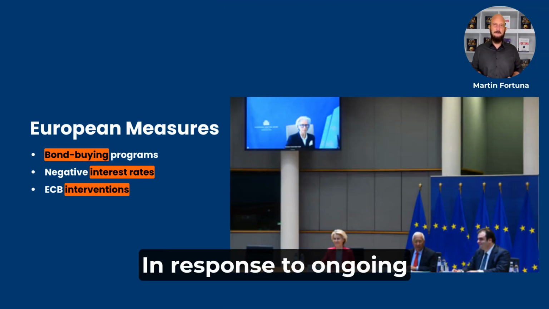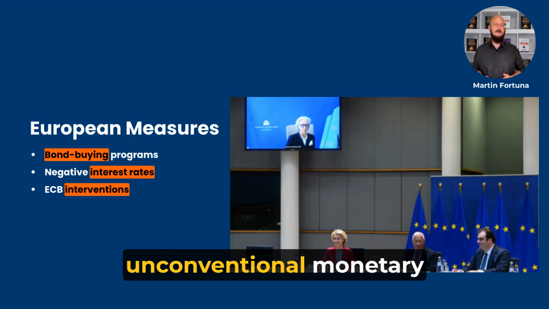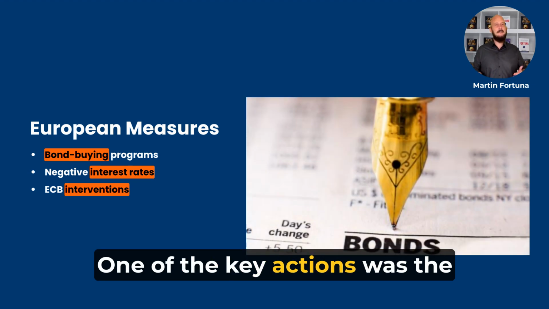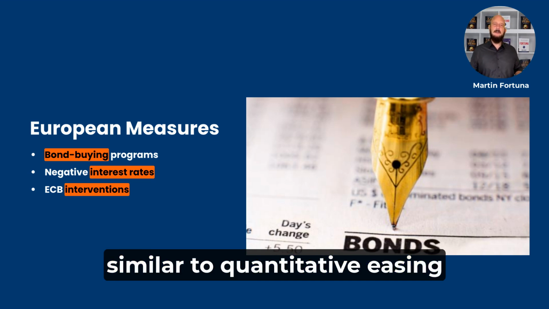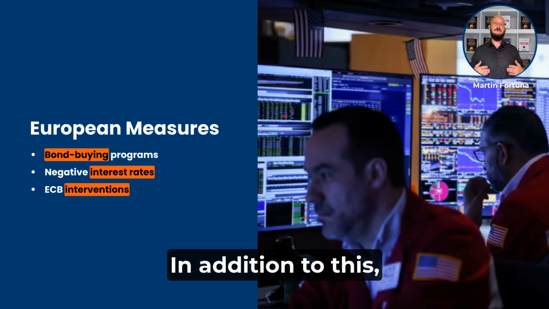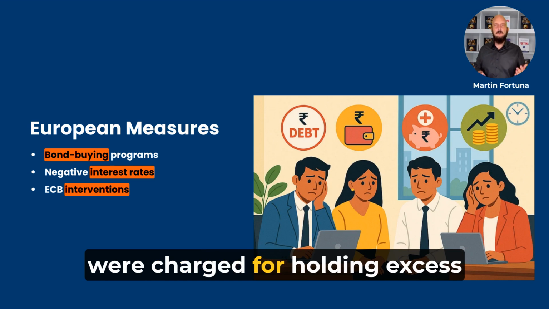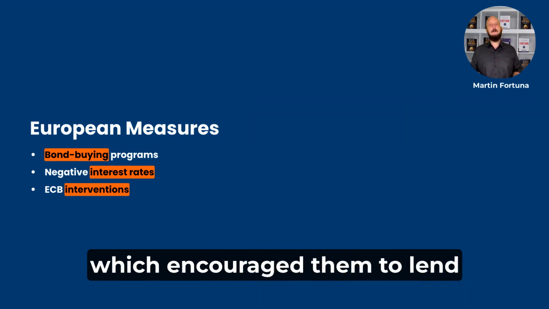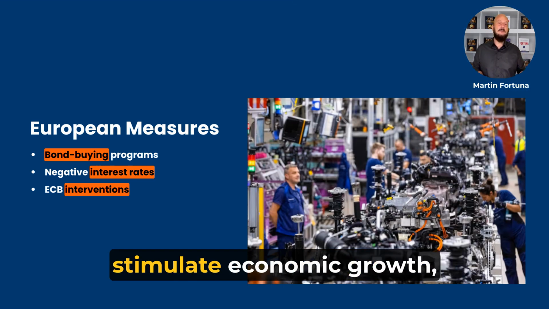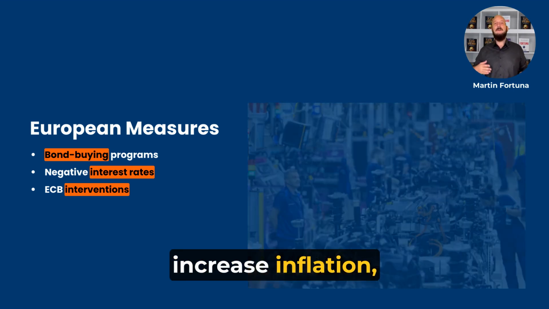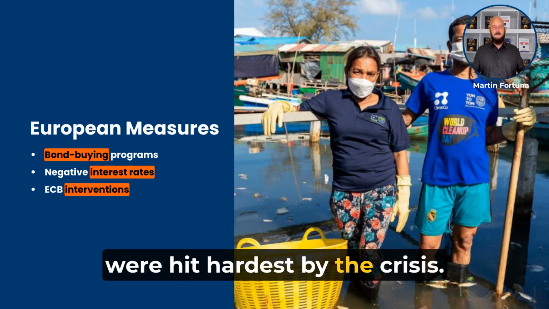European measures. In response to ongoing economic weakness, the European Central Bank introduced a range of unconventional monetary policies. One of the key actions was the implementation of large-scale bond buying programs, similar to quantitative easing used in other parts of the world. In addition to this, Europe introduced negative interest rates. This meant that commercial banks were charged for holding excess reserves at the central bank, which encouraged them to lend more money instead of keeping it idle. These measures were designed to stimulate economic growth, increase inflation, and support stability within the Eurozone, especially in countries that were hit hardest by the crisis.